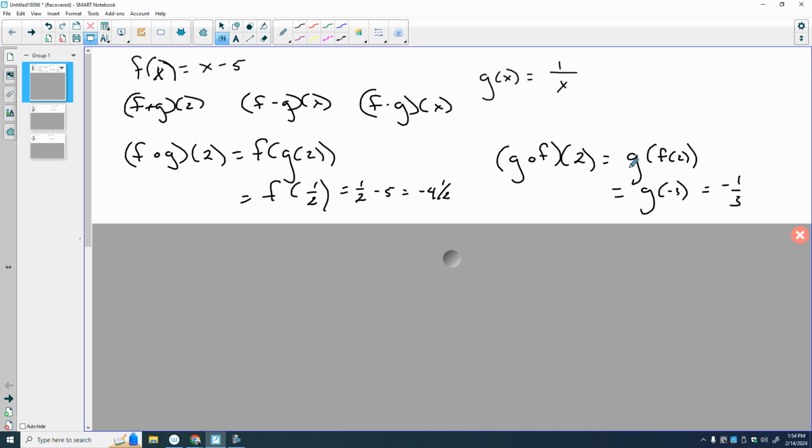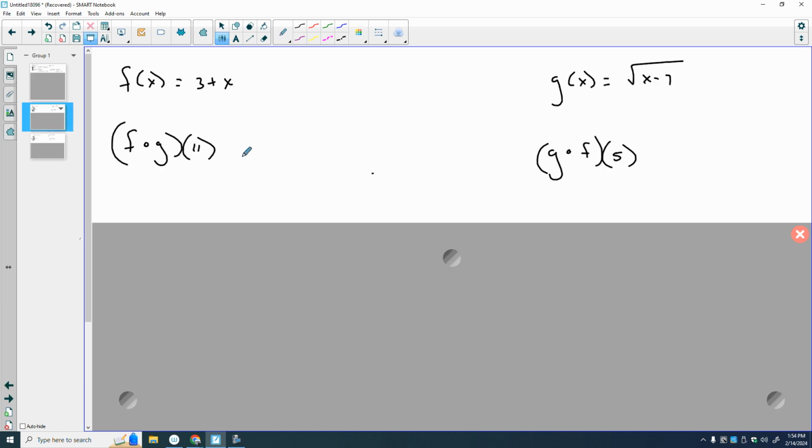Composite function: I would change this notation into this notation, and what it means is I take one function and substitute it into the other function. Okay. Your turn. Hit pause and give these two a try.